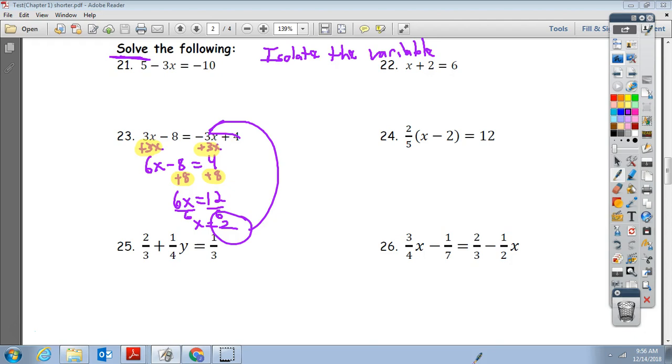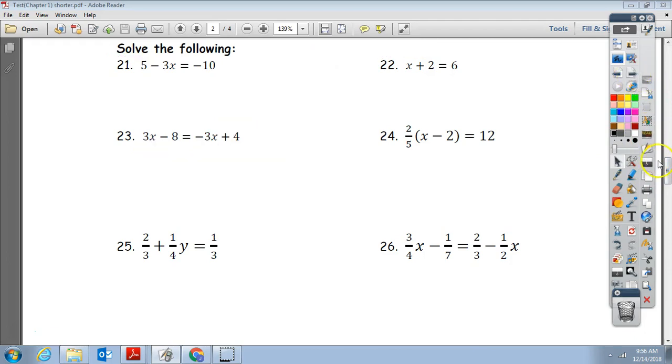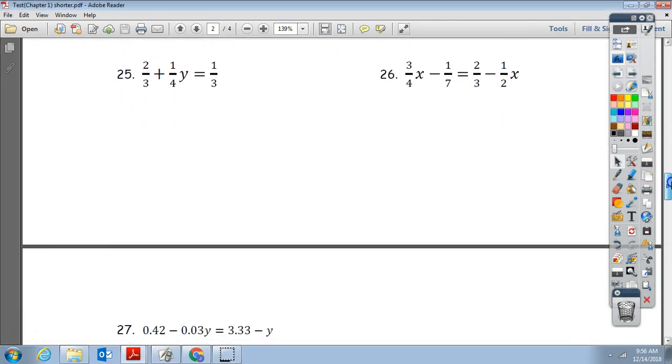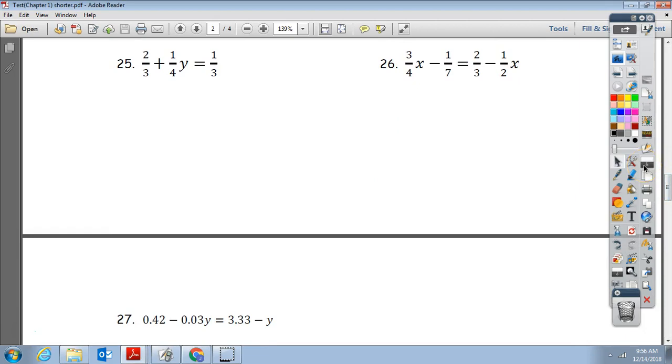So, ones that might give you the most issues here and you definitely want to spend some time with would be the ones like number 25, 26 when you have those fractions. Remember, I gave you a way to solve these just like normal. You could subtract 2/3 on both sides, and then you could get the 1/4 out here, and the 1/3 minus 2/3 would be negative 1/3, and then multiply by 4. You could do that. Or there was another way I gave you to solve these, and that was using the common denominator for all the fractions.